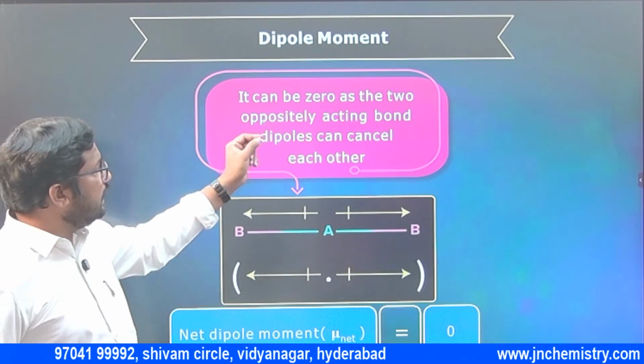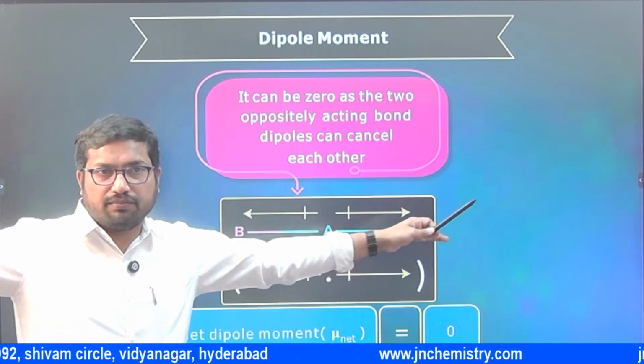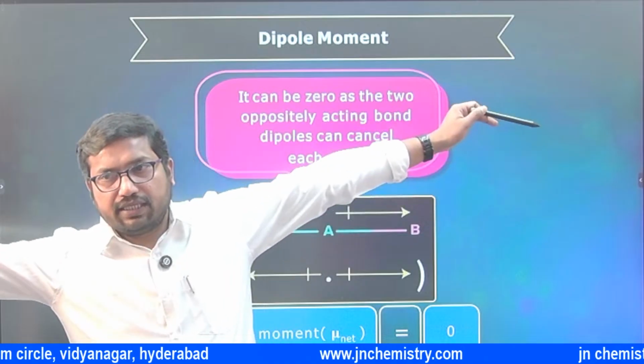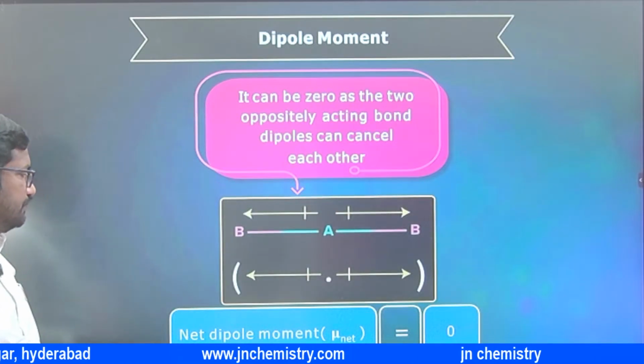So it can be 0. Two oppositely acting bond dipoles cancel each other. That's only, I told you, when one is moving this side and one is moving this side, automatically the total net dipole moment is 0.